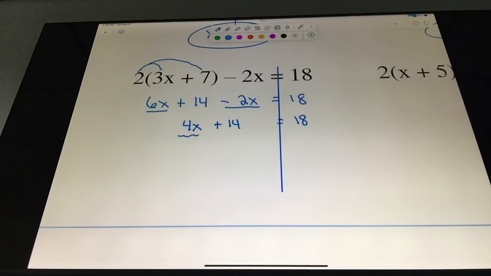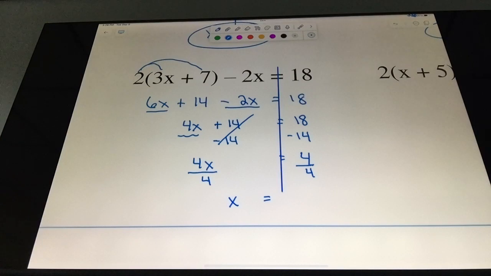Get your x term alone by subtracting 14, the opposite of what you see there, subtracting 14s on both sides of equals. So my 4x comes down, my 14 zero out, 18 minus 14 is 4. Lastly, divide by 4 on both sides, and x equals 1.